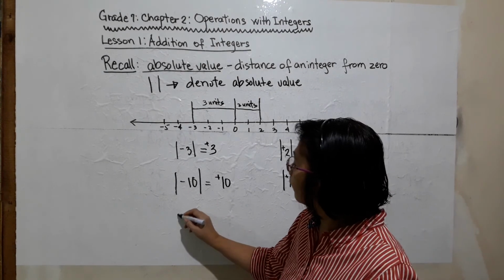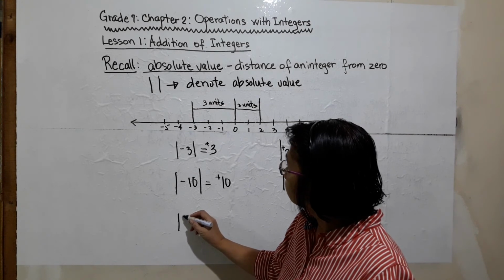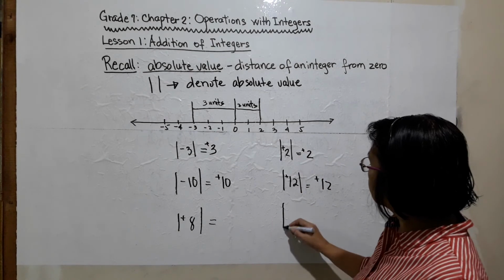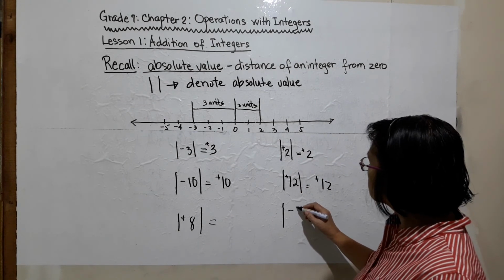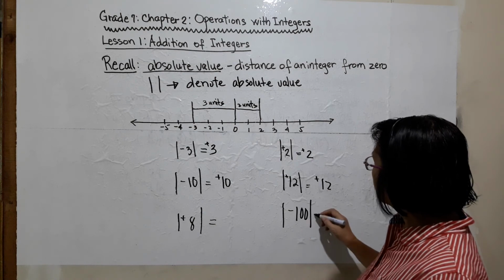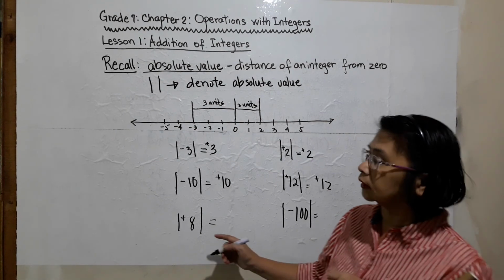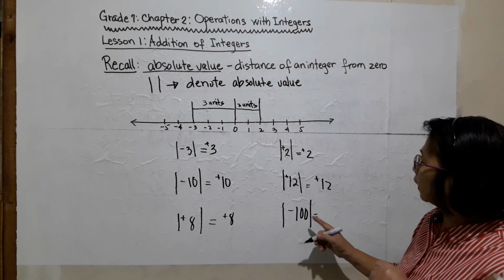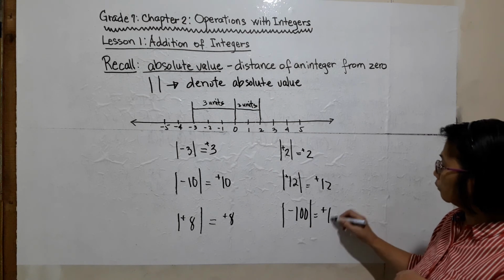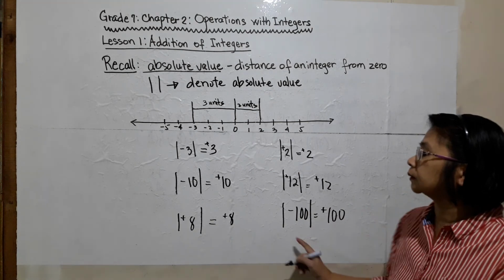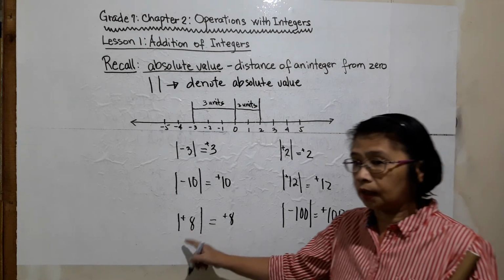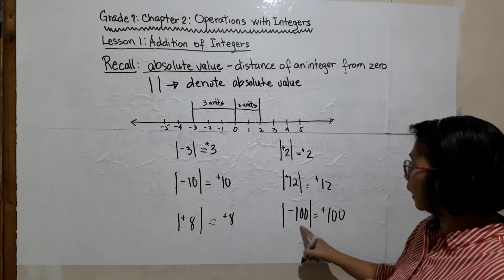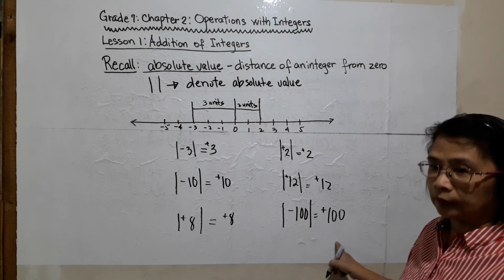What about if I have positive 8 and negative 100? Okay, what is the absolute value of positive 8? It is positive 8. What is the absolute value of negative 100? It is positive 100. Which one has bigger absolute value? Positive 8 or negative 100? It is negative 100 with bigger absolute value.